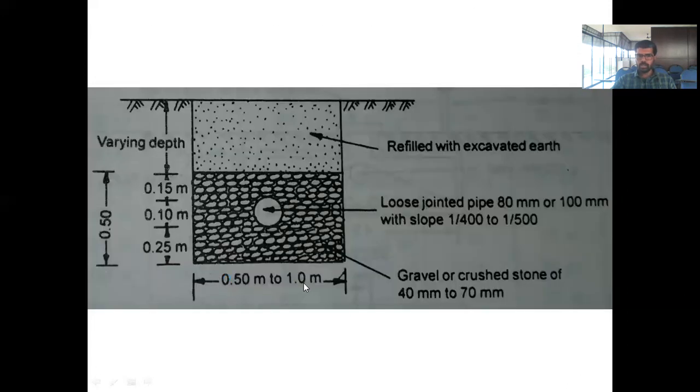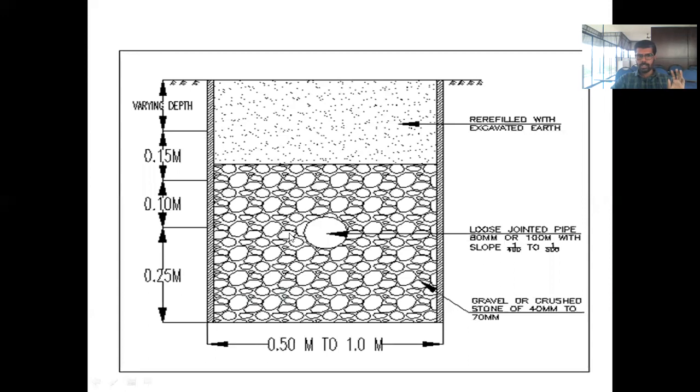This is 0.5 meter to 1 meter; normally it will be 1 meter, the trench width, when you are seeing from the section. Normal it is 1 meter width, within 0.5 to 1 meter. And this is the 100 pipe, being surrounded with gravel or crushed stones. This is again being refilled with excavated earth. And this should be in the slope of 1:400 or 1:500. This is also the same, same thing.